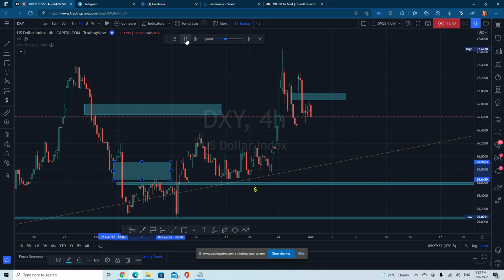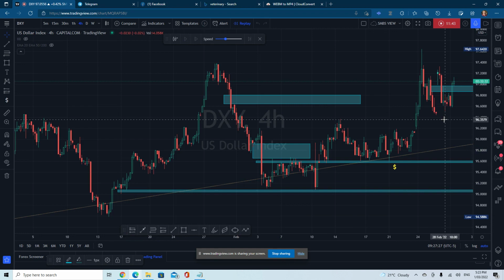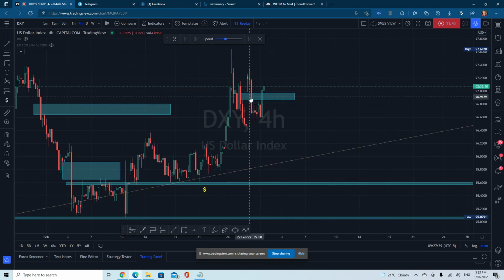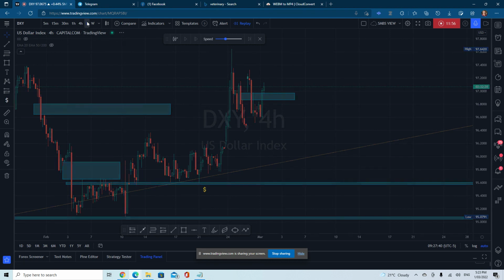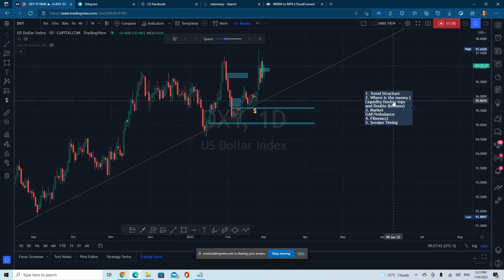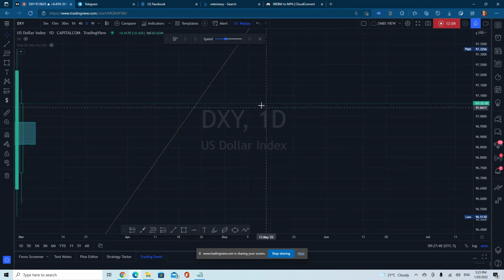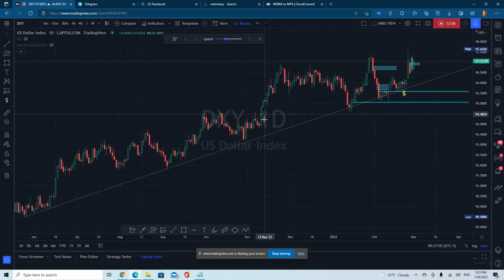And today, as I was playing, this is the 1st of March. If I play further, let's see how price moved. This was the market gap, and this move has been corrected today. These are some of the things you have to look at every time you come to the market. Where is the money? These levels that the market leaves, the market gaps, that is where the money is.